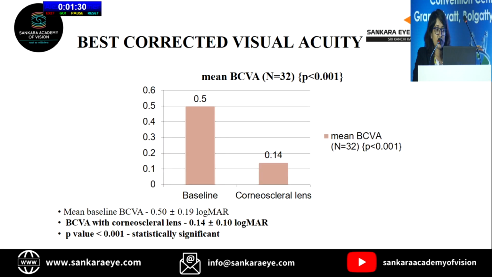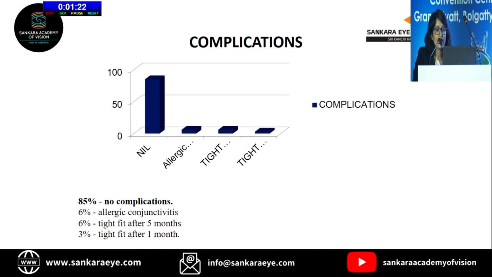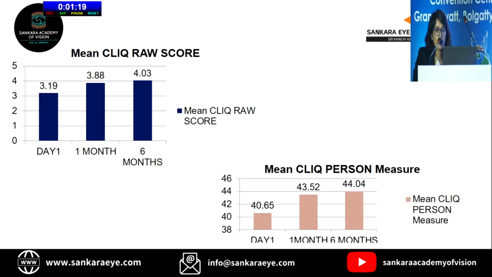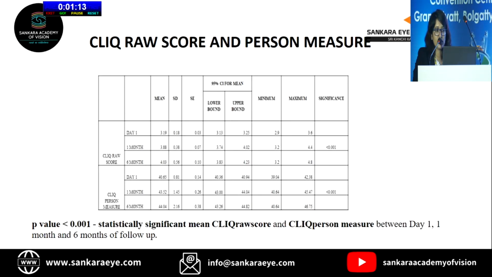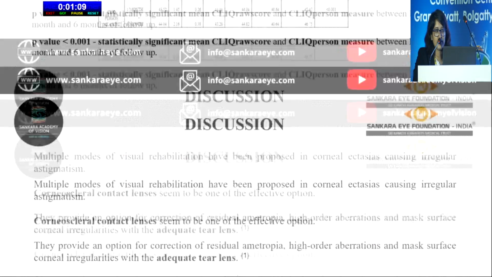And when we see the best corrected visual acuity with corneoscleral lens, it was 0.14 when compared to the mean baseline best corrected visual acuity of 0.5. And in 85% of patients, there were no complications. And when we look at the questionnaire, the contact lens impact and quality of life questionnaire, the raw score and the person measure were statistically significant between day 1, 1 month and 6 months.